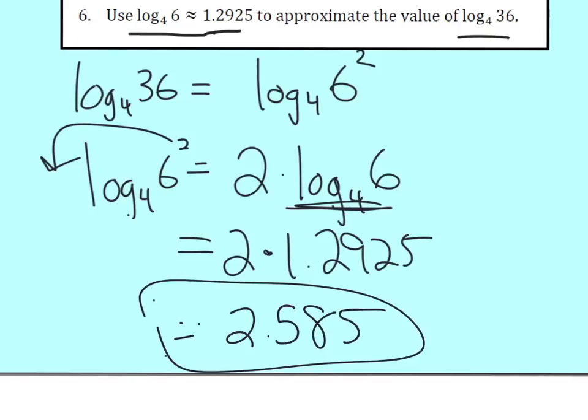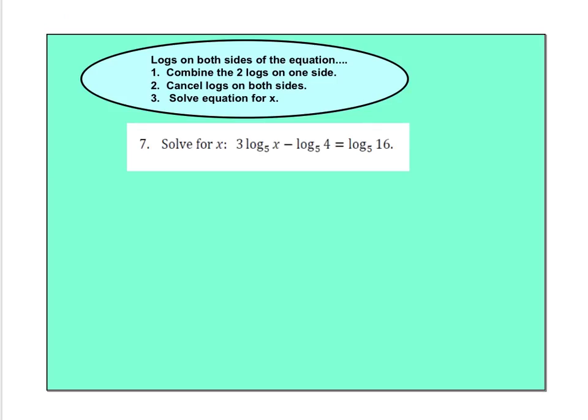So 1.2925 times 2 is going to give me a grand total of 2.585. All right, so now we can use these and we can kind of help us solve some equations here that have some elements in it. All right, so now if I take a look here, I can start kind of putting these together. So I can combine the logs, cancel logs, and then solve.